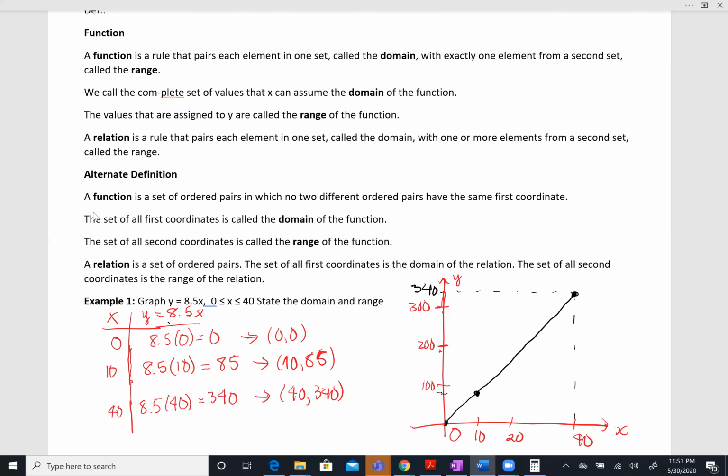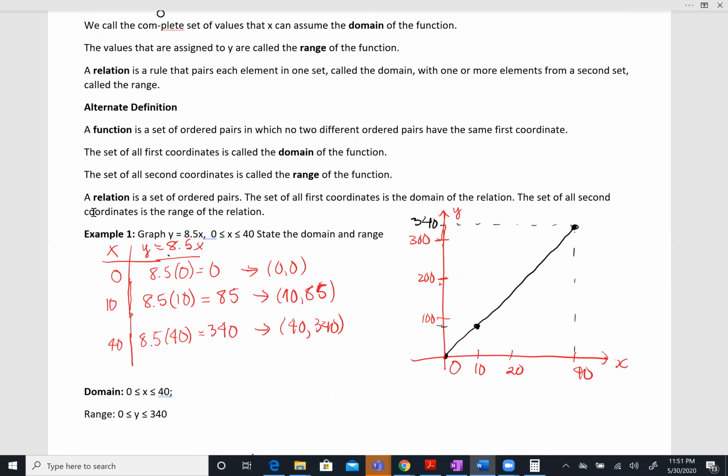And because the function just goes from 0 to 40 for x, I don't want to go below that or over that. And I'm going to say, oh, the domain just goes from 0 to 40 for x. And for the range, which is the value of y, it actually goes from 0, up to 340. It is the y value, all right? Okay, so that is the domain and range for example 1.